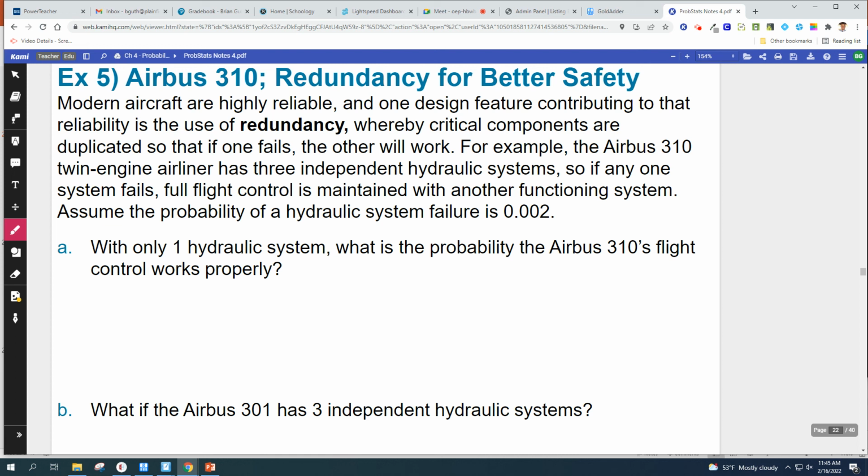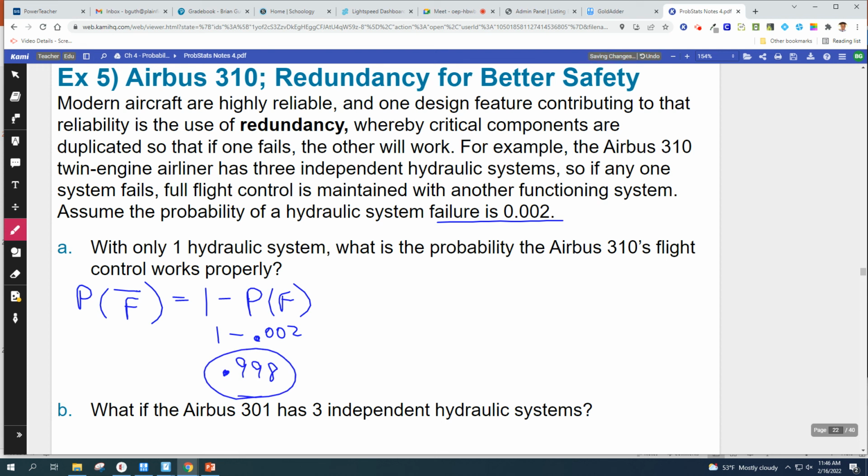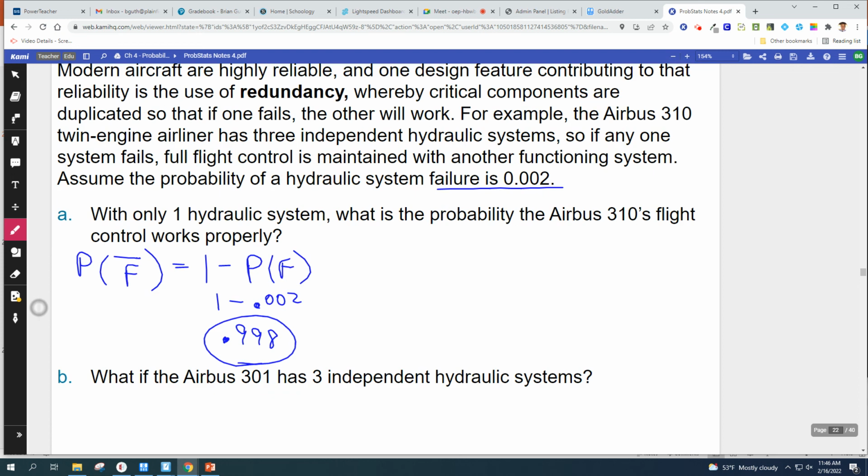Part A says, with only one hydraulic system, what is the probability of the Airbus 310, what's the probability that that flight control works properly? So remember, this is failure, right? We want to find the probability that it does not fail, or it works properly. We're going to go back and use that complement rule. So 1 minus probability of failure. And so in this case, 1 minus 0.002 is 0.998. Or in other words, a 99.8% probability that it works properly. Okay, that is with only one hydraulic system.